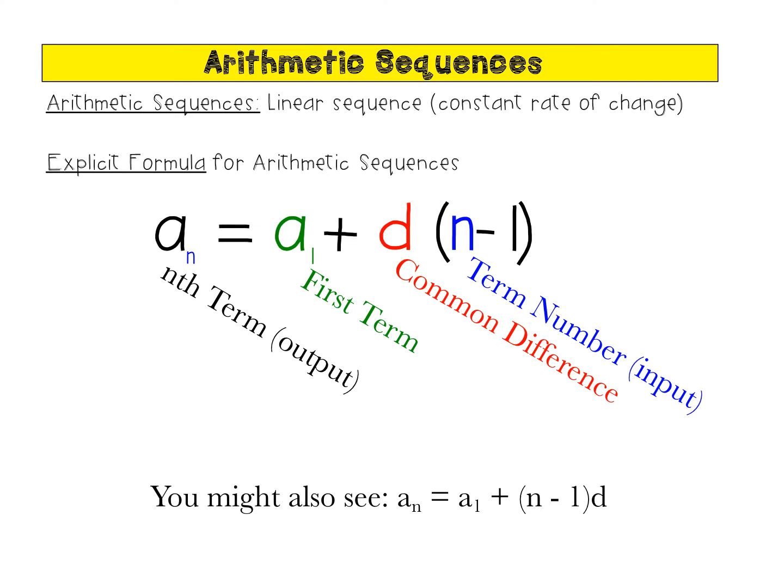So the n is the nth term. a sub n is the output. So given whatever position that term is, so the first term, the second term, the third term, which is my input, it will tell me the value of that term. So to get that, we use a sub 1, which represents the first term because the n is 1, and d is that common difference. So if I'm adding a number, it's going to be plus 4 if I'm adding 4 each time, or minus 8 if I'm subtracting 8 each time. So this is the explicit formula of the arithmetic sequence, which arithmetic is linear.